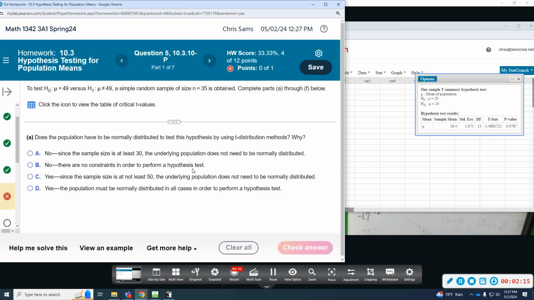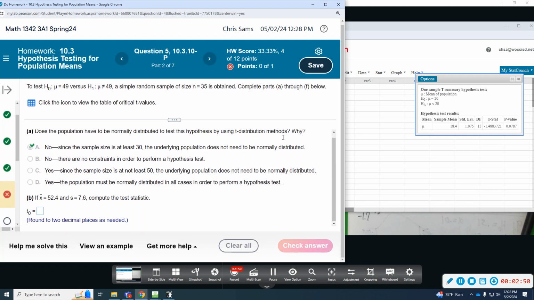All right, number 5, we got 7 parts. We're going to test the null, mean is 49 versus the alternative, mean is not equal to 49, so 2-tailed. Sample size is 35. We're not told it's normally distributed, but we can assume so because the size is greater than 30. Does this have to be normally distributed? No, since the size is at least 30, the underlying population does not need to be normally distributed. So A.